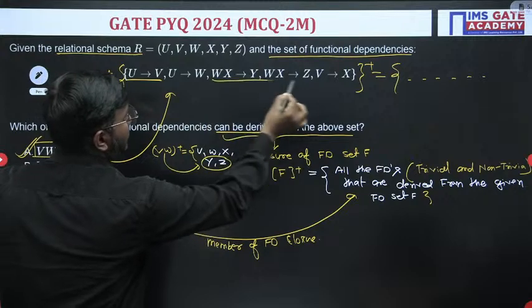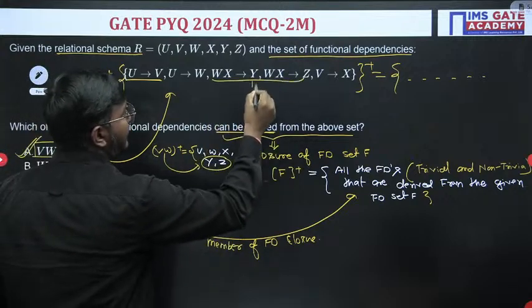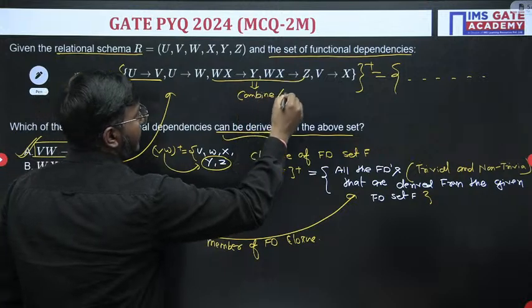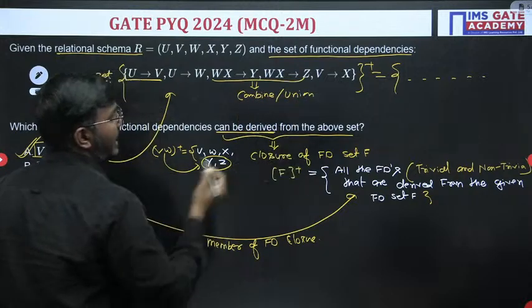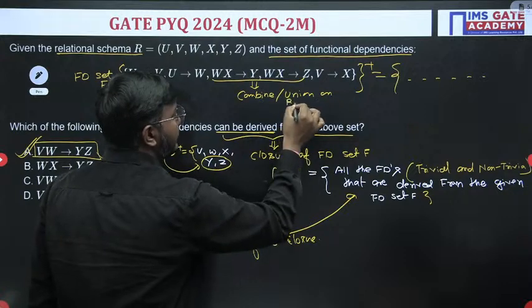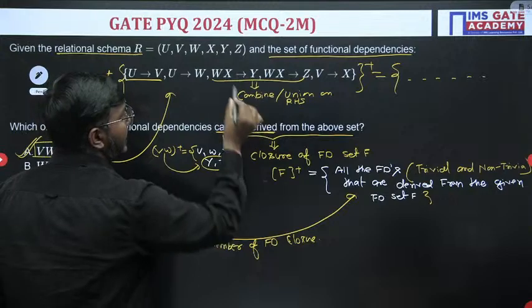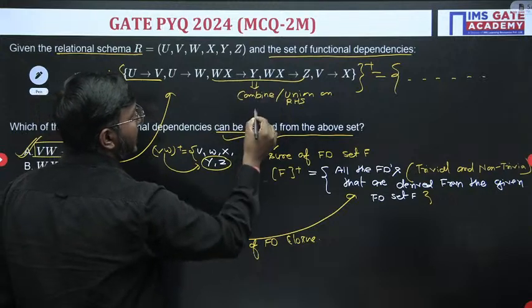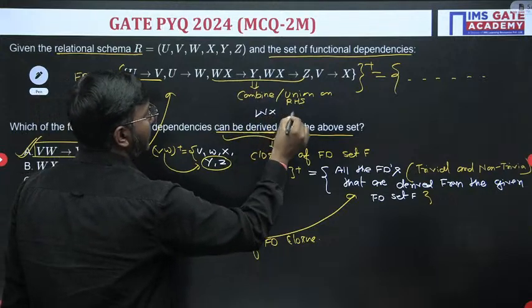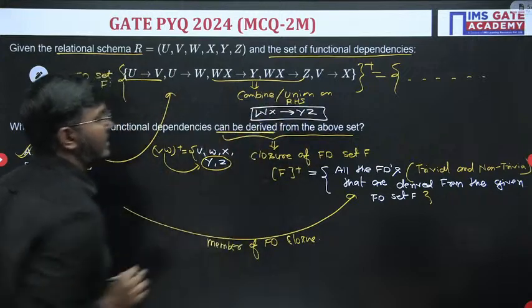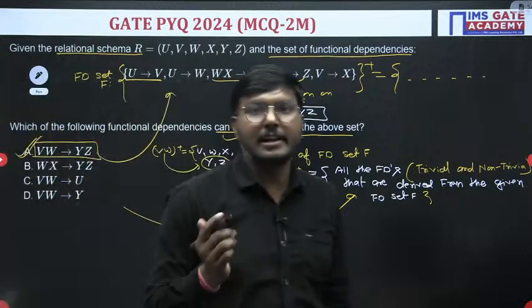So including both, again there is one rule called the combine rule, or the union rule on the RHS. If you combine this RHS, these two FDs are equal to WX determining YZ. Both are equivalent.